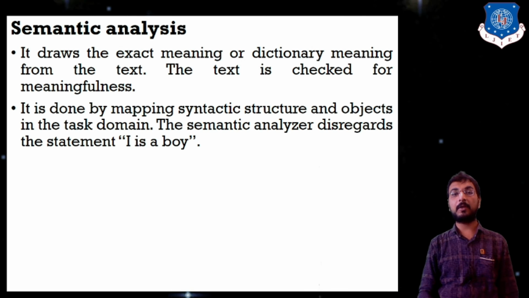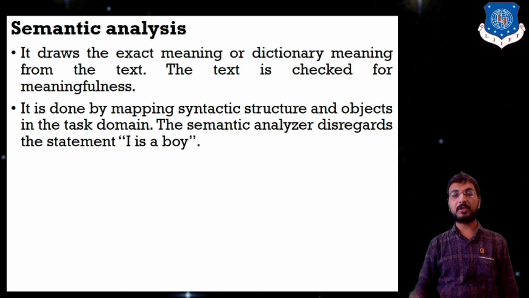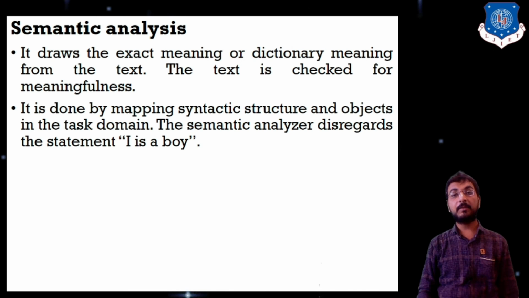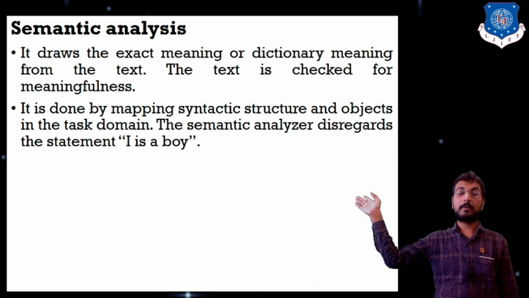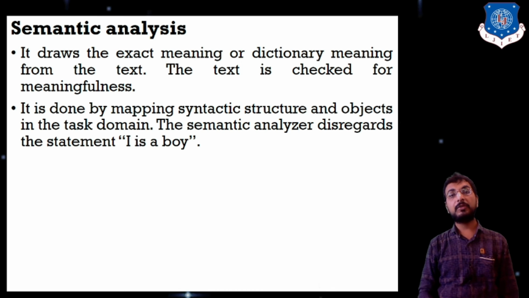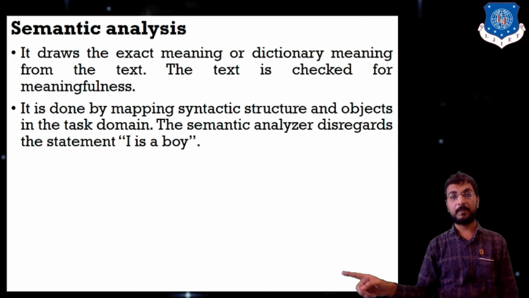The text is checked for meaningfulness. Now it is done by mapping syntactic structure and objects in the task domain. For example, let's say the semantic analyzer disregards the statement "I is a boy." So can we say that "I is a boy" is semantically not correct? Sentential form is perfect, that is subject plus to-be verb plus article plus noun. So according to sentential form there is no problem, there is no issue in this statement. But according to the semantic analyzer there will not be a perfect meaning for the given statement. So the statement "I is a boy" is completely rejected.